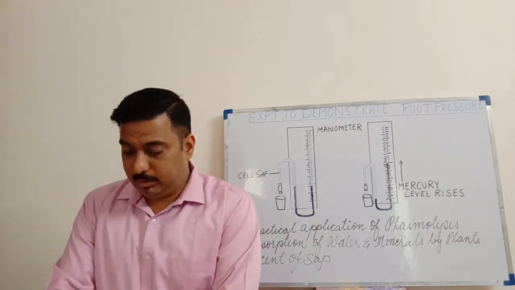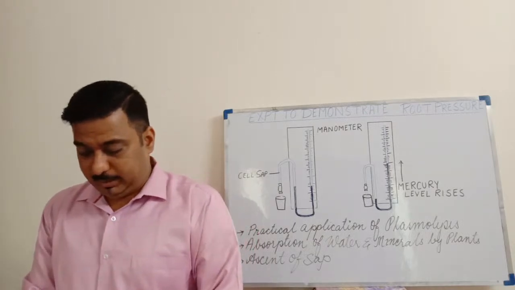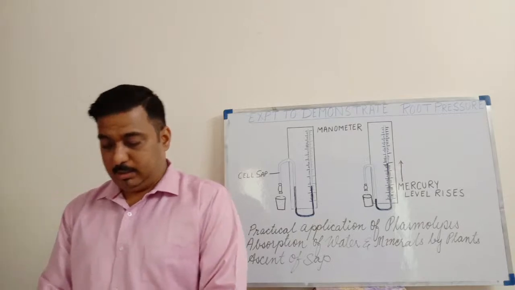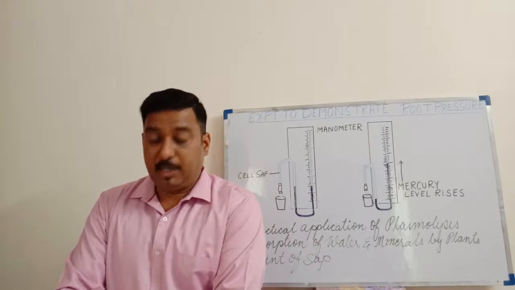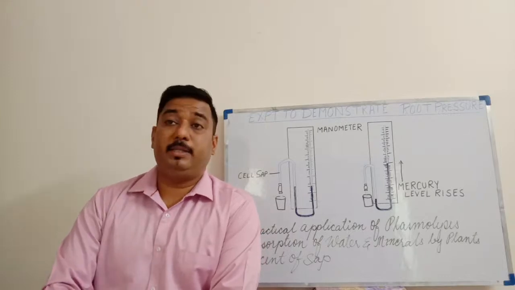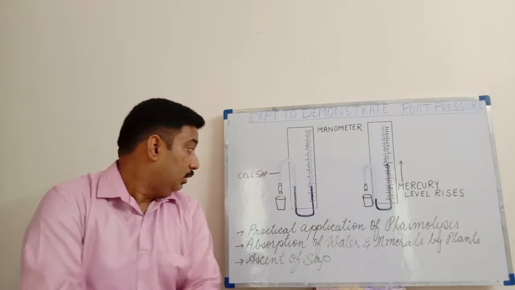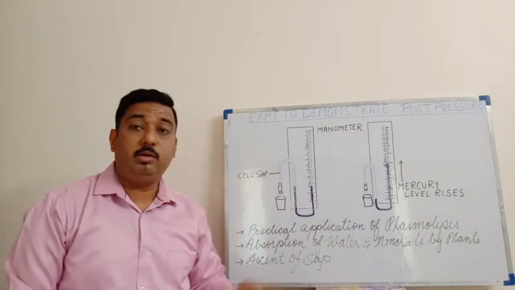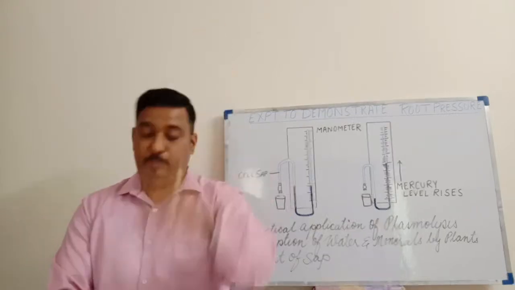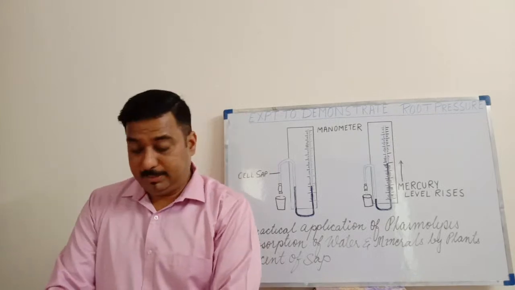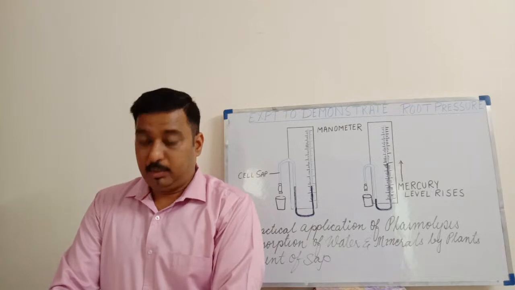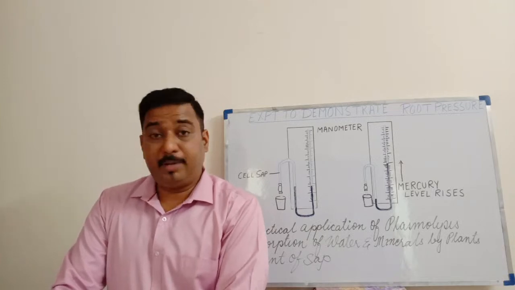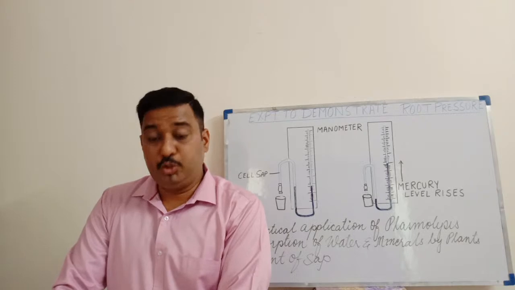The rising water raises the mercury filled in the connected manometer. The upward flow of water is due to the heavy pressure from the roots. So you can see the pressure through which the water is oozing out. It is through this pressure only that upward movement of water or cell sap takes place, and this is termed as root pressure.